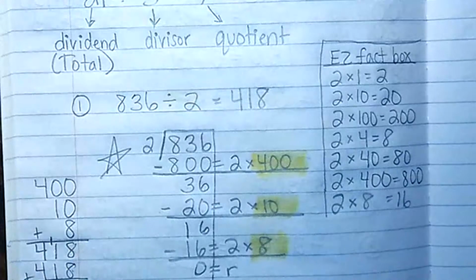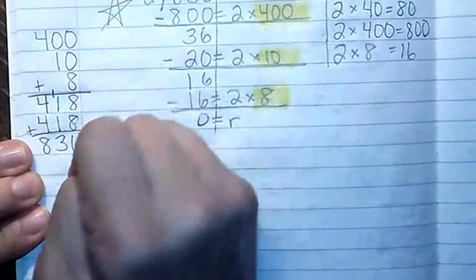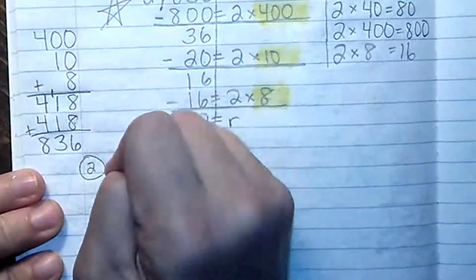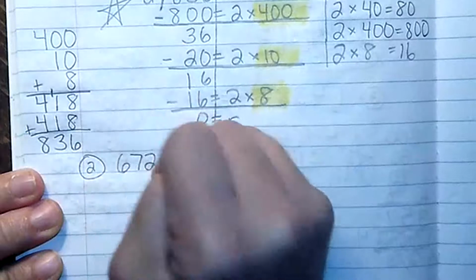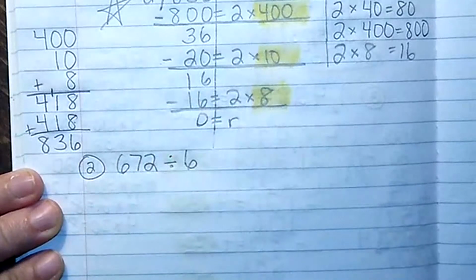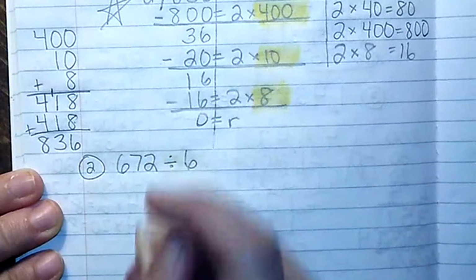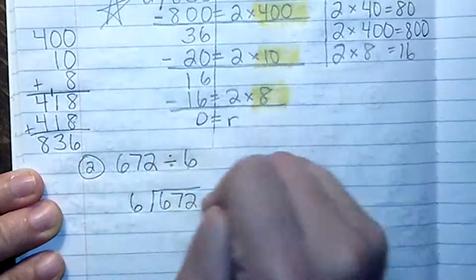Number 2. Ordinarily, I would not say it would fit on this page, but I happen to know something about number 2 here. It's kind of a small one. I'm going to try to squeeze it on here. Here's number 2. It says 672 divided by 6.